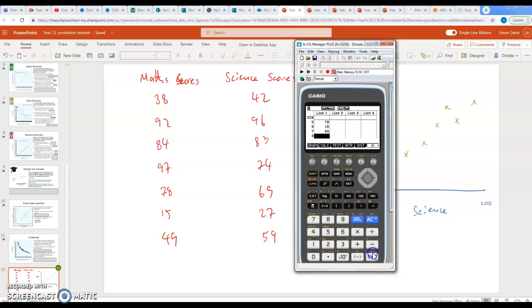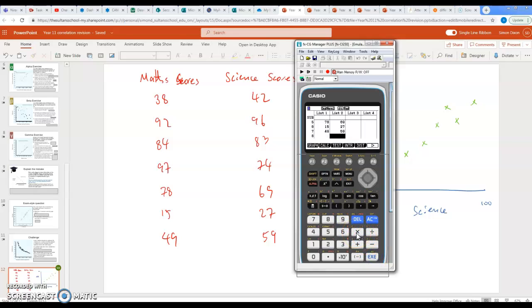Make sure then that you pair off the corresponding science scores in list 2. So 42, 96, 83, 74, 69, 27, and 59.